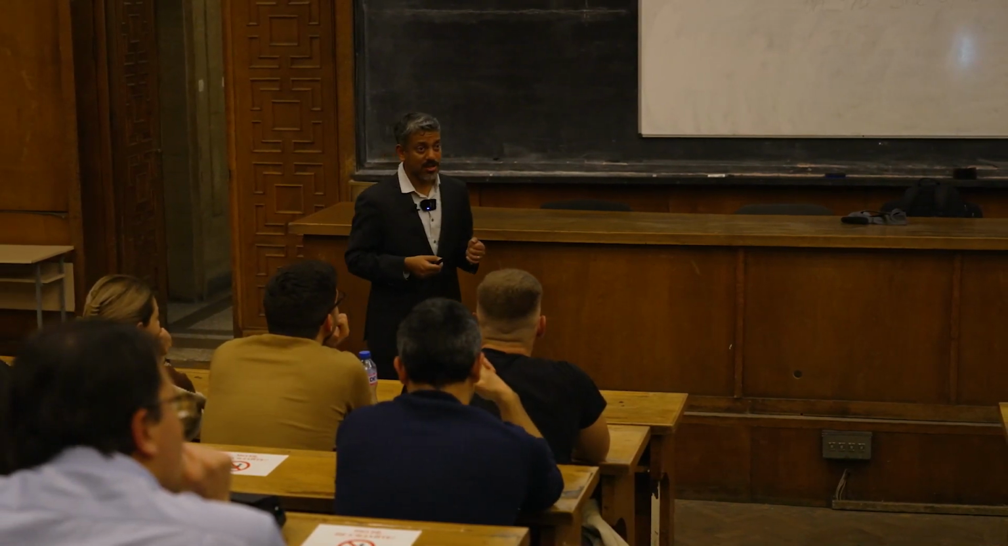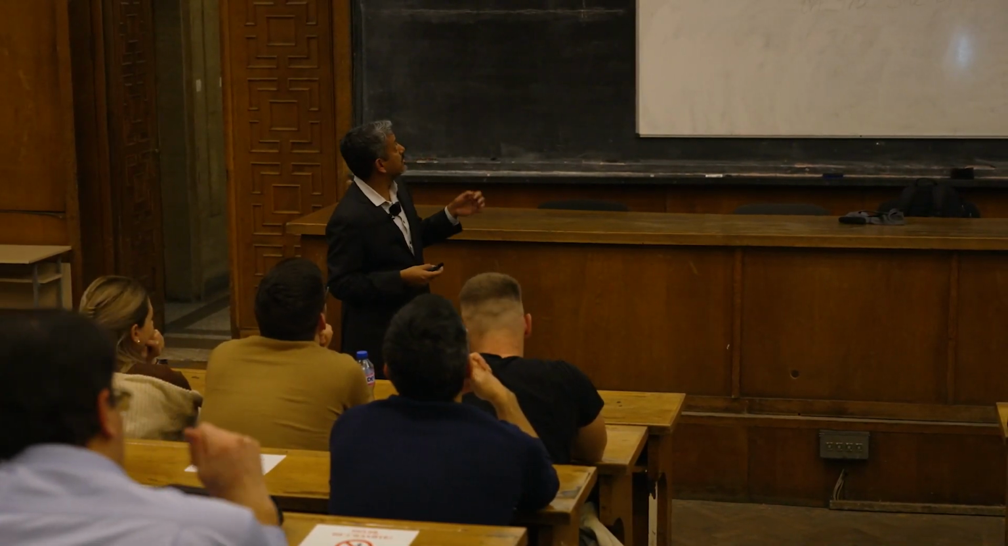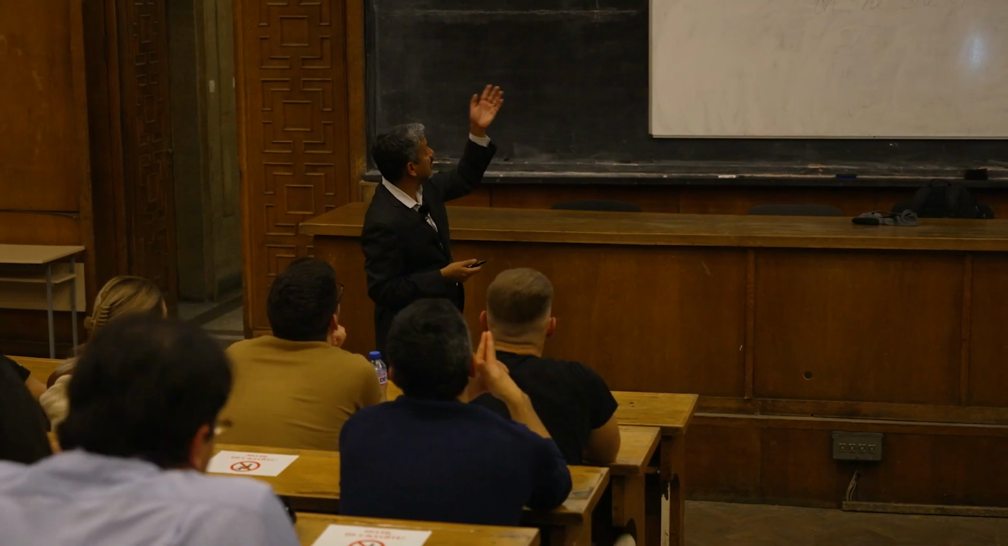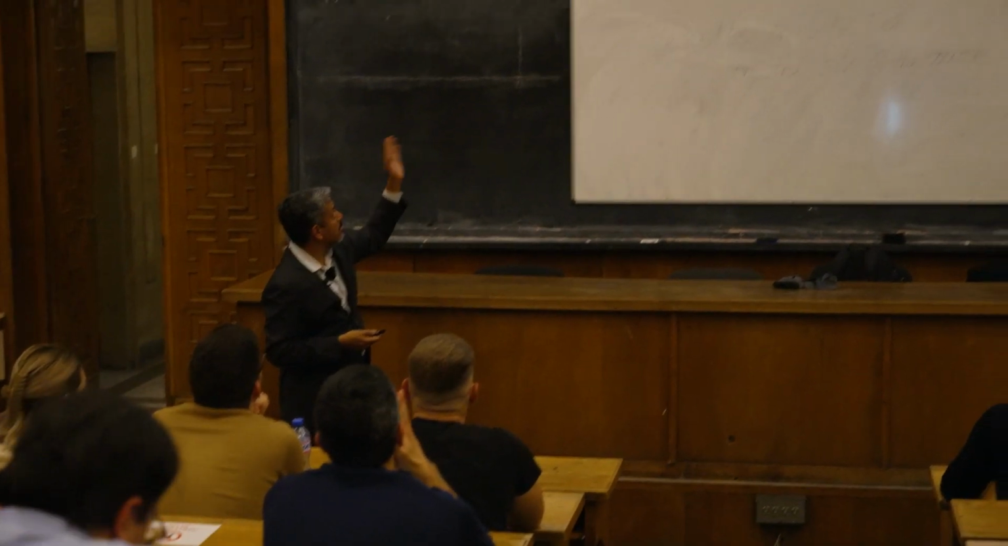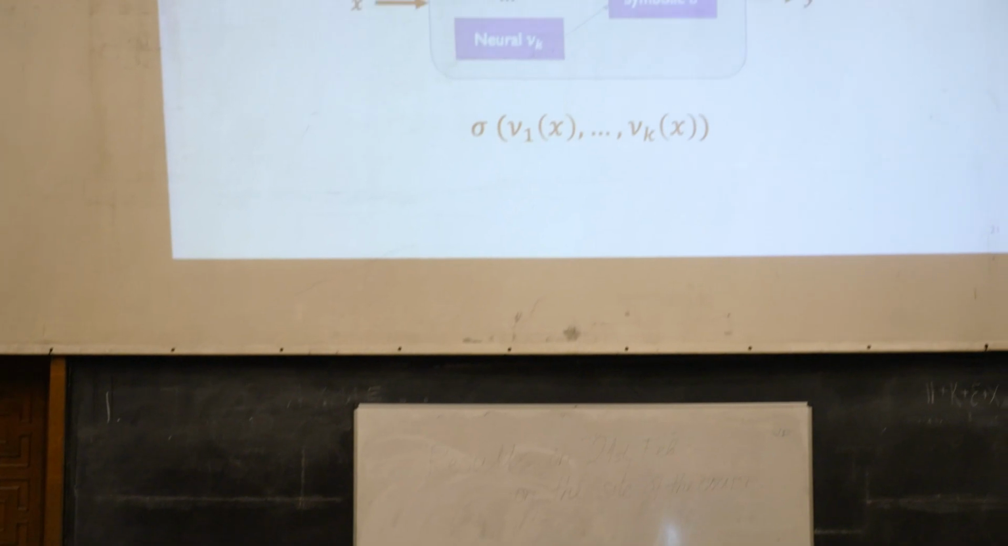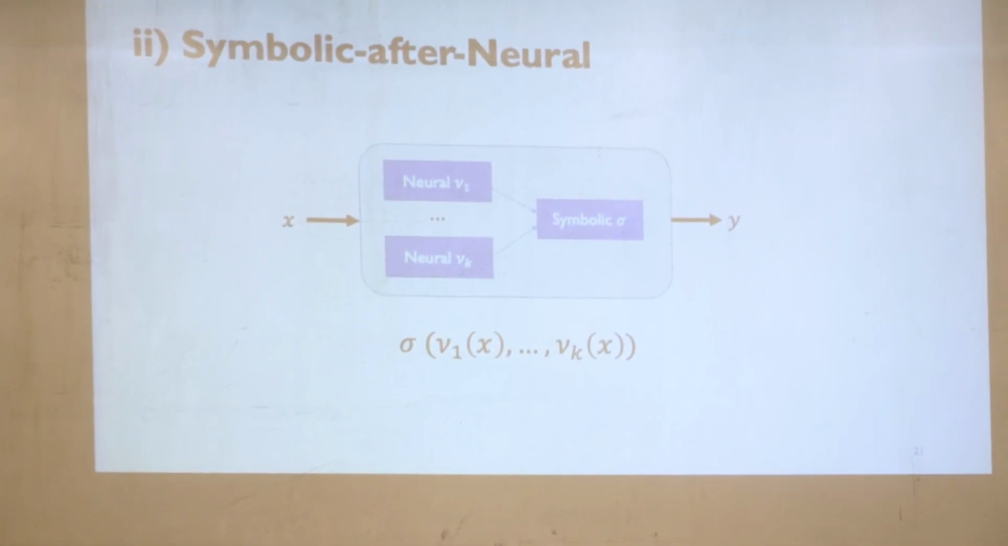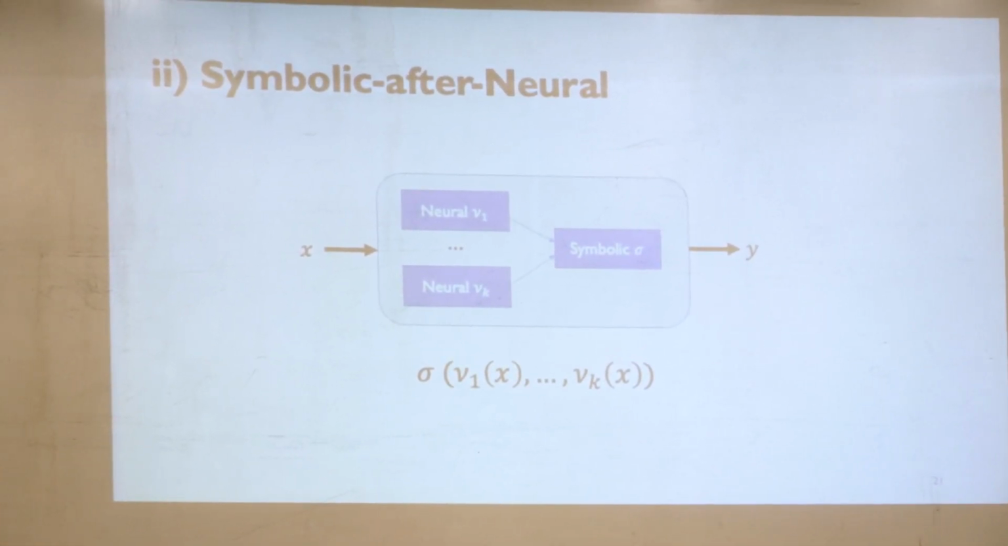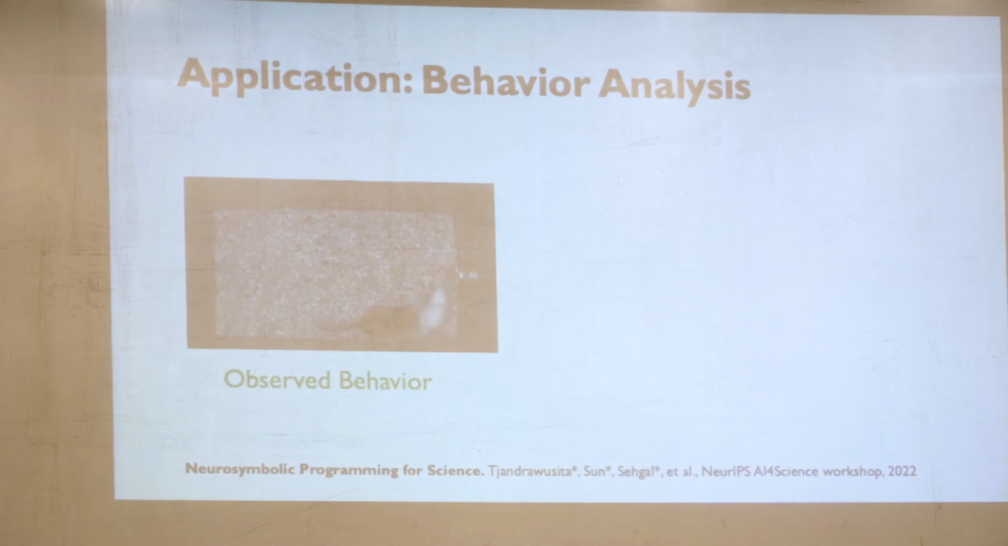A different way in which neural and symbolic pieces can be combined is something like this. So you have some neural pieces in the beginning, and then you have a symbolic layer on top. One area where we have applied this, again going back to the science and engineering thing, is this. We showed an example of an engineering application. This is a scientific application.